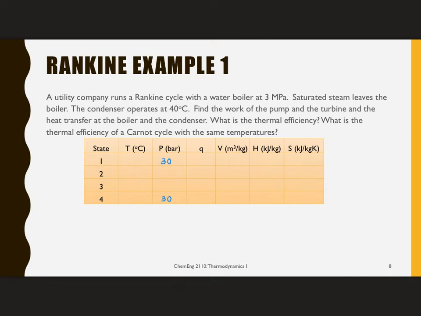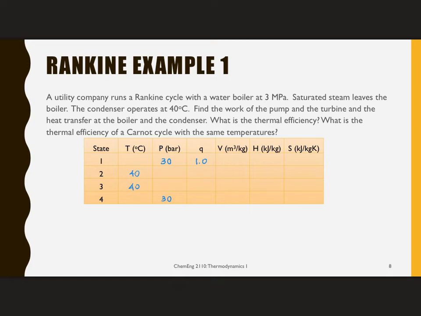The second sentence tells us that saturated steam leaves the boiler. So the exit of the boiler is state 1, and saturated steam we designate by using a quality of 1.0. The next sentence says the condenser operates at 40 degrees C. So the condenser is between the exit of the turbine and the inlet to the pump. So these are states 2 and 3, and those are 40 degrees C. The rest of the problem statement is telling us what we want to find.